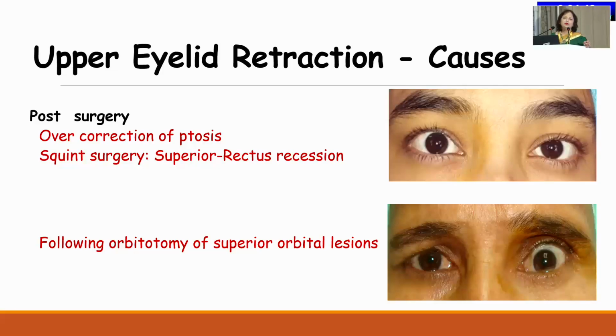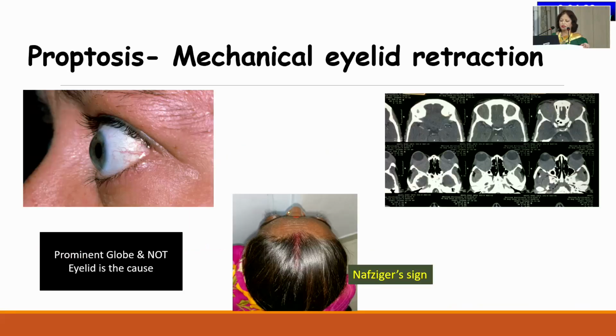Also while doing squint surgery, as we know that when horizontal muscles are touched, there may be widening of the horizontal palpebral fissure, and when vertical muscles are operated upon, sometimes there can be widening of the vertical palpebral aperture, and that leads to lid retraction. It has also been observed in orbitotomy operations for superior orbital lesions. Proptosis can again be another cause of mechanical eyelid retraction, where the eyelid is not the cause over here, it is the globe. The globe is proptosed, and that makes the lid elevated.